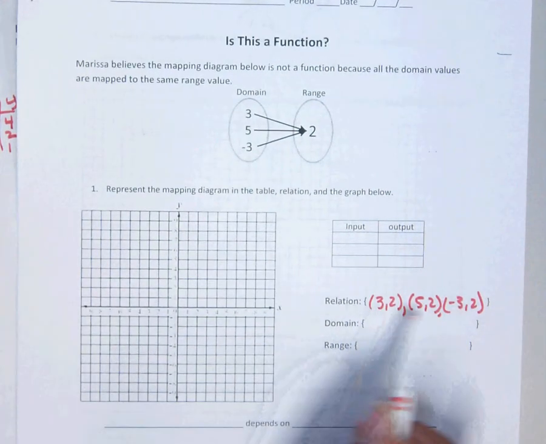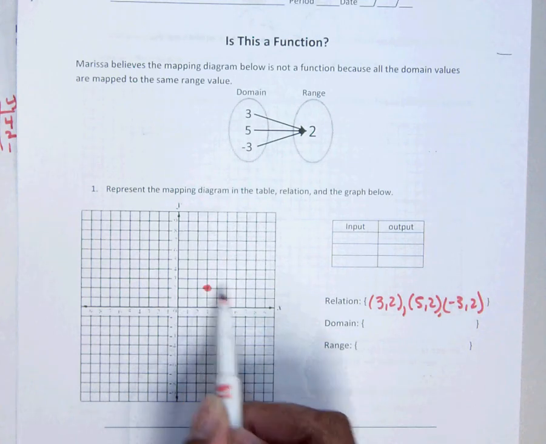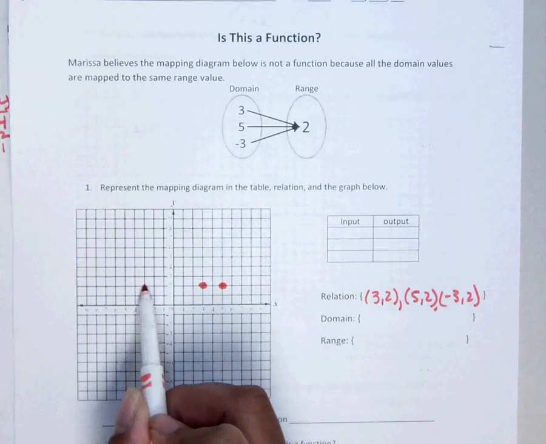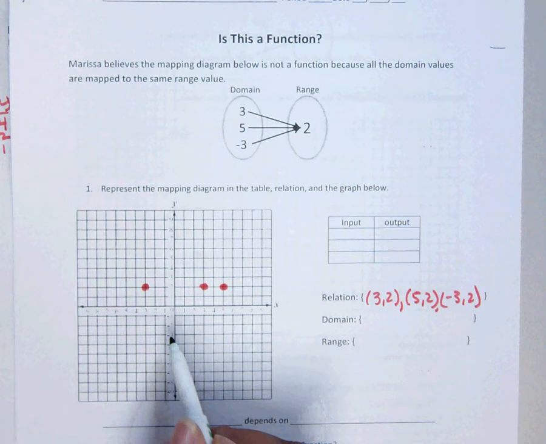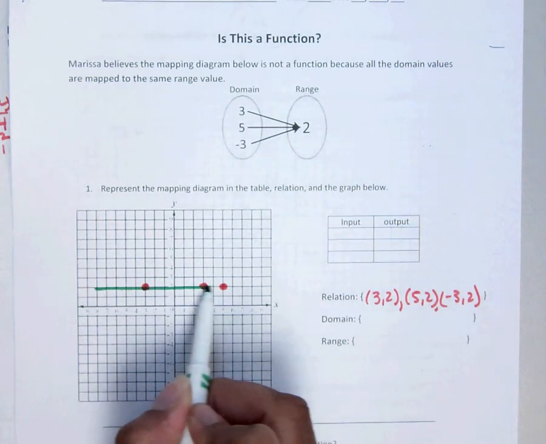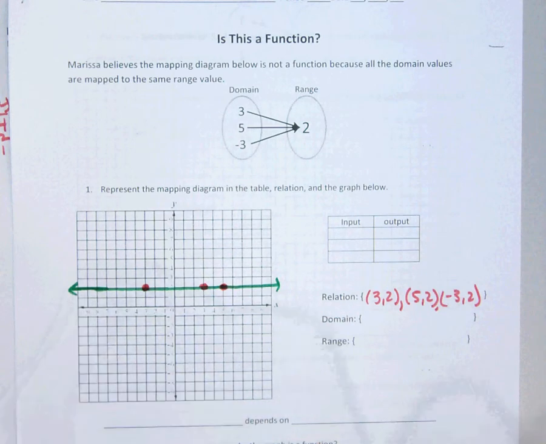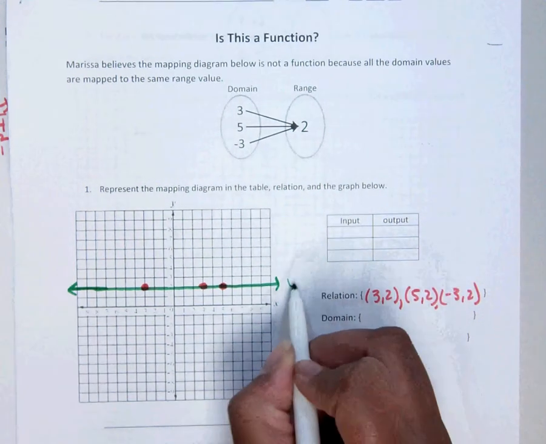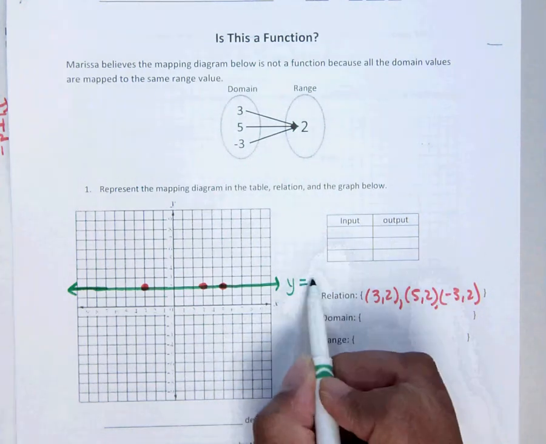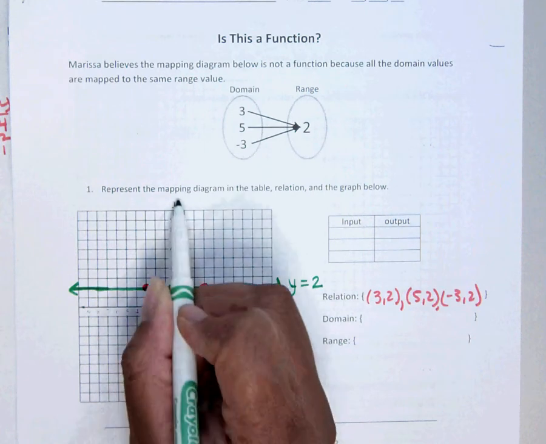So now put those points on the graph. (3, 2), (5, 2), (-3, 2). And now what we do is connect this. Who remembers what this is? Isn't that a y value? Yep, y equals what? 2. And how do we know? Because it crossed 2 on the y-axis.